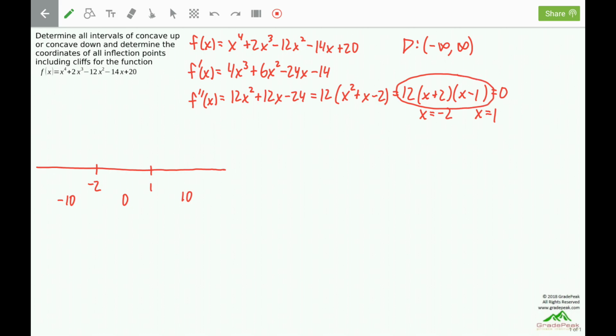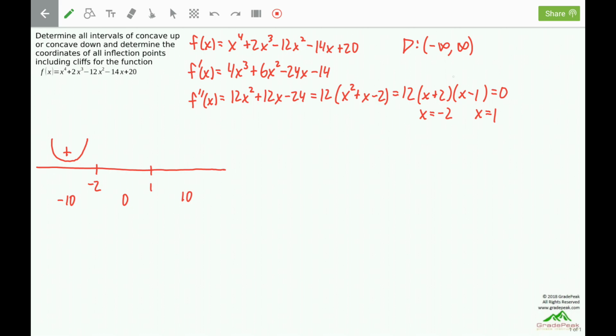Starting with negative 10 plugged in, negative 10 plus 2 is a negative. Negative 10 minus 1 is a negative. Negative times negative is a positive times the positive 12 is still a positive. We have a positive second derivative. This corresponds to a concave up.